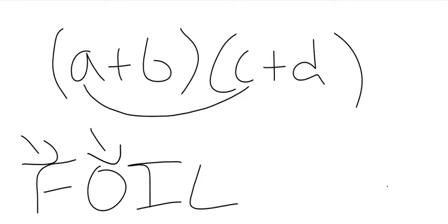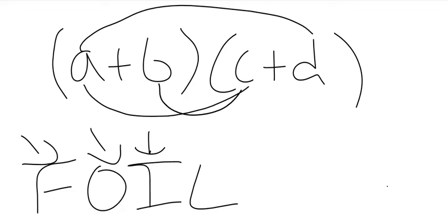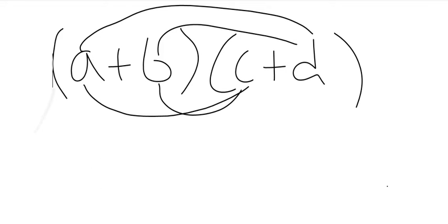Next, your O, which is your outermost terms in your binomial. Here is an A times D. Next you have I, which is the innermost terms, B times C, and L being the last terms, B times D. Here, I'll show you how to actually use FOIL within a real math problem. Let me erase this really quick.